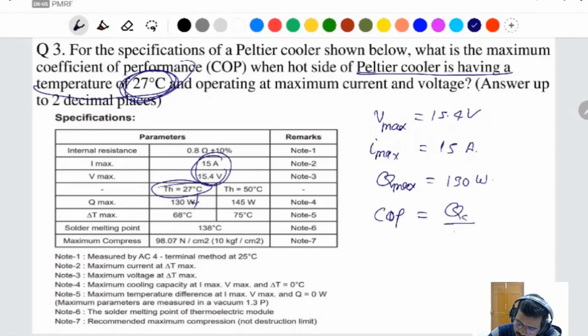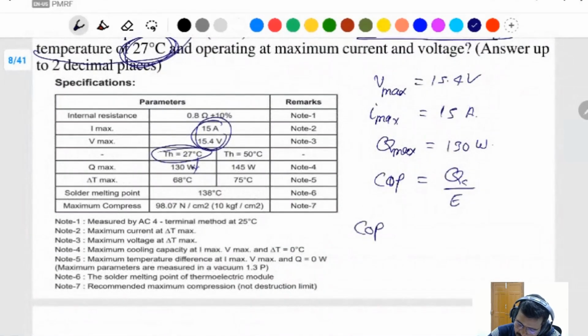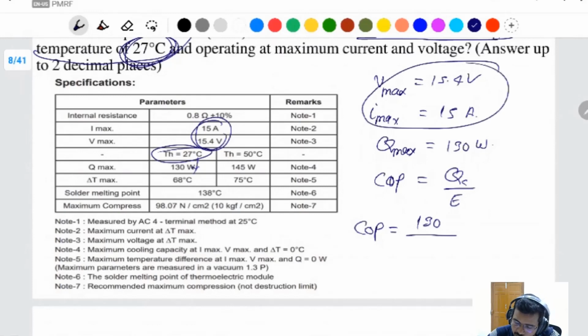COP is QC by E, the supply power. QC is given as 130 watt. E is the voltage supply, the electrical equivalent. Sorry, the electrical supply applied to the device. This will be 50 into 15.4. This is the COP: 0.5627.